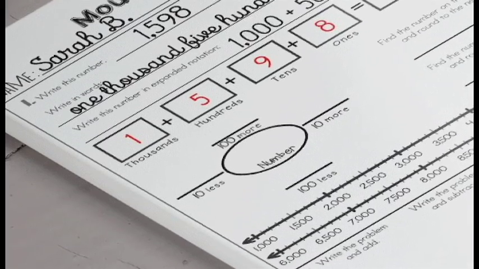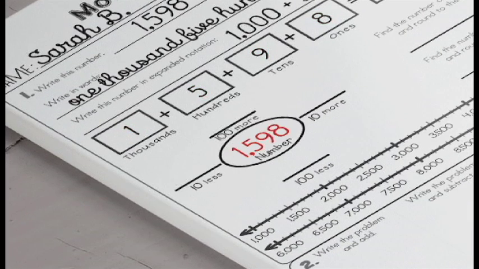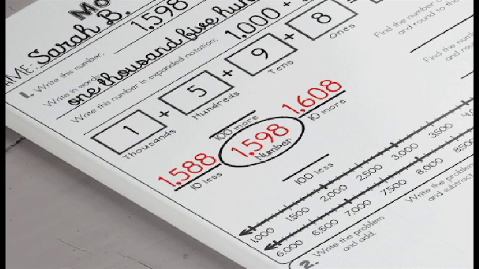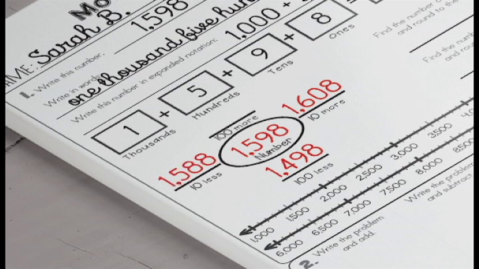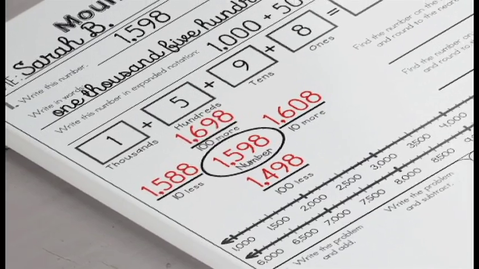Next, I write 1,598 in the circle. 10 less is 1,588. 10 more is 1,608. 100 less is 1,498. And 100 more is 1,698.